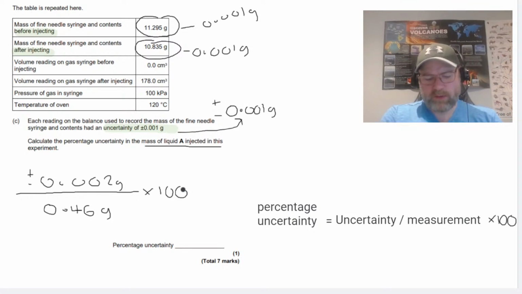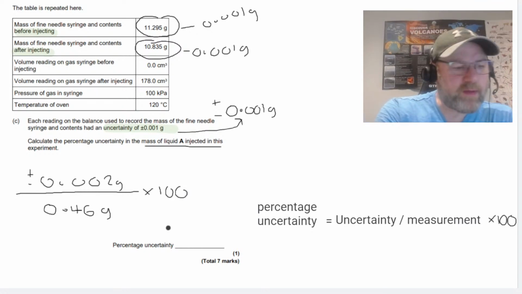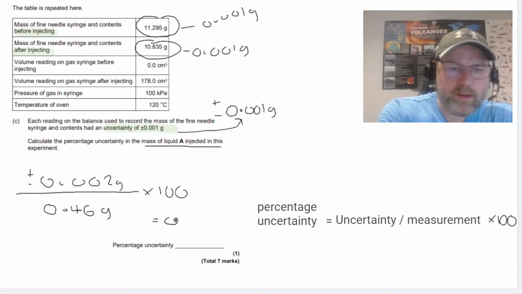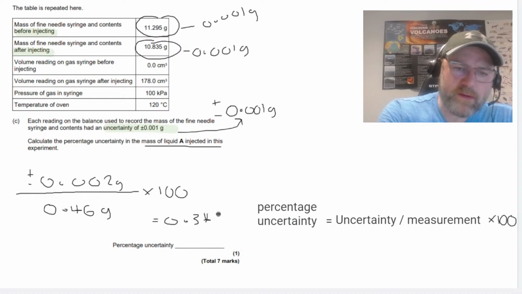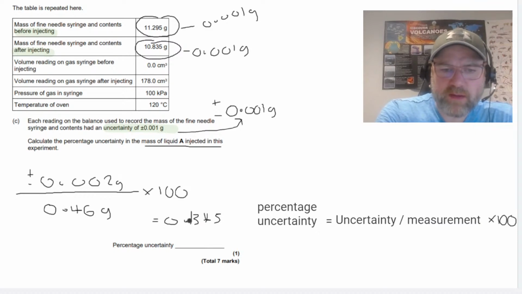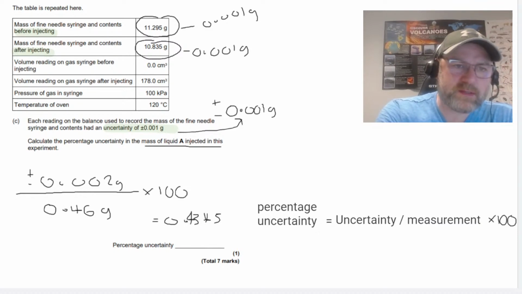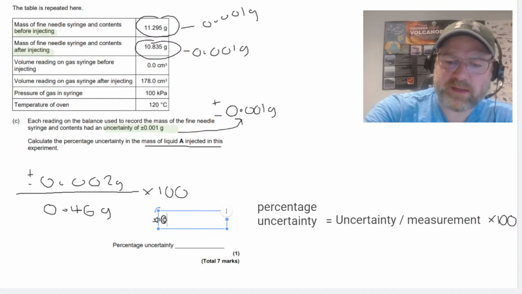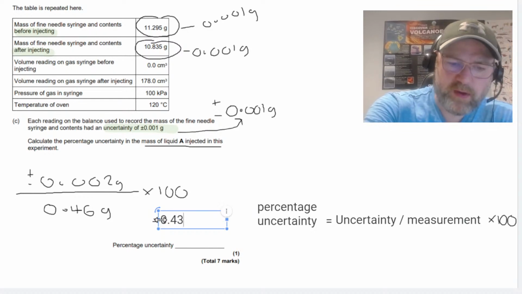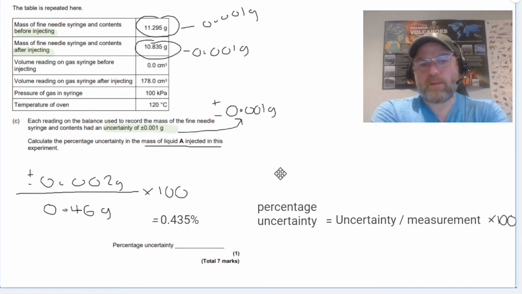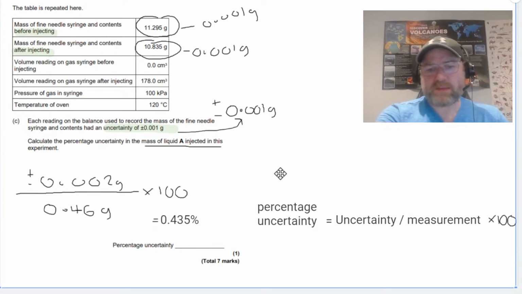0.002 on the calculator divided by 0.46 equals, that times 100 equals 0.347. I'm going to round that up. Oh gosh, what have I done? I missed out a 4. That was a bit disastrous. Let's rewrite that. Let's type that. I seem to make fewer errors when I type. 0.435, and that's percent. Boom. So awesome. Let's move on to the next question.